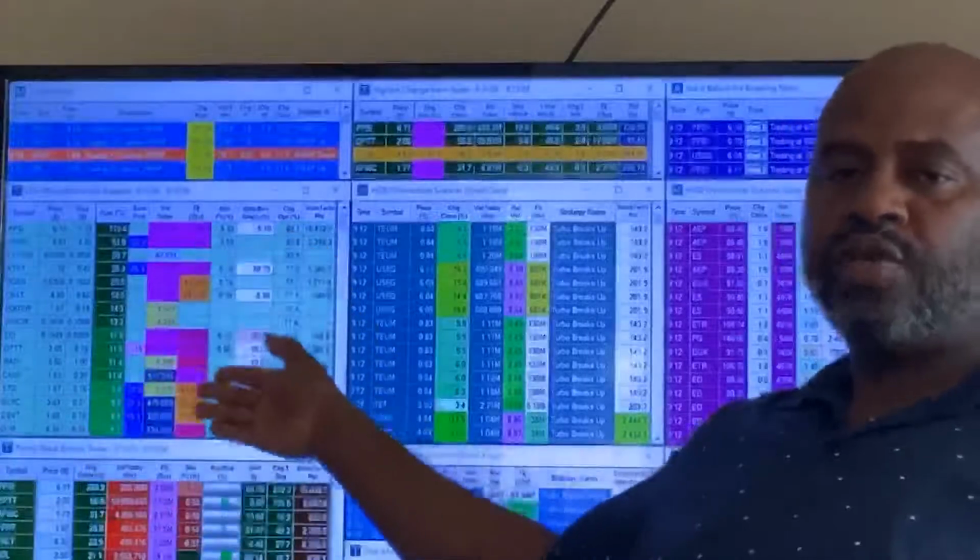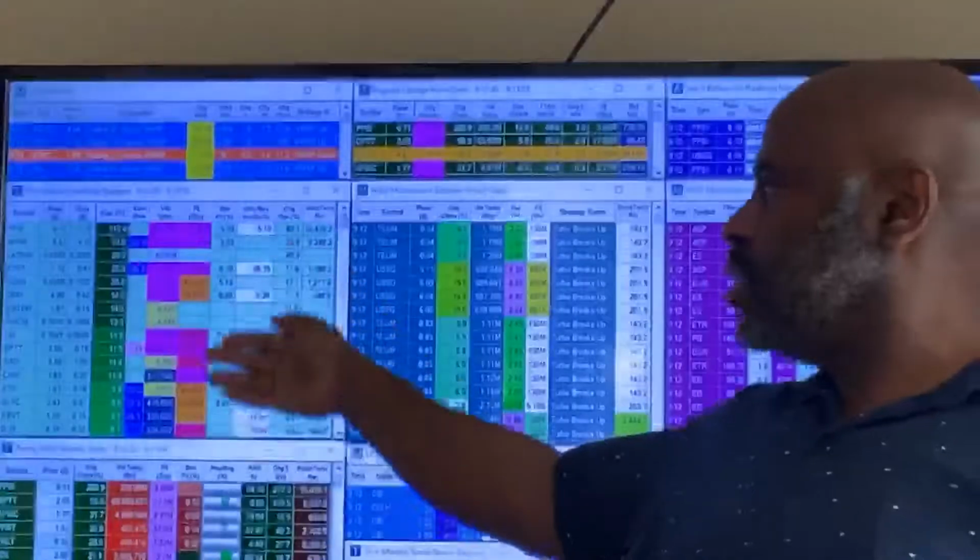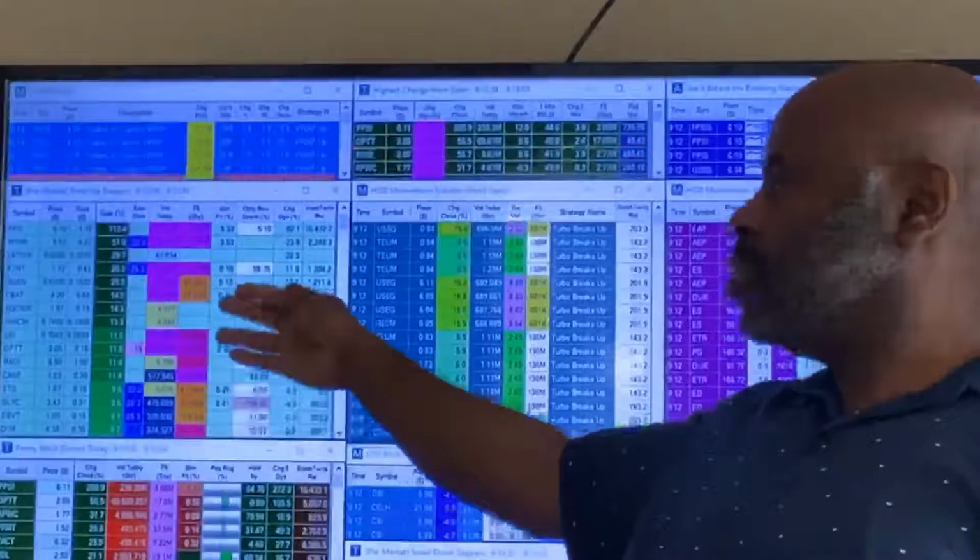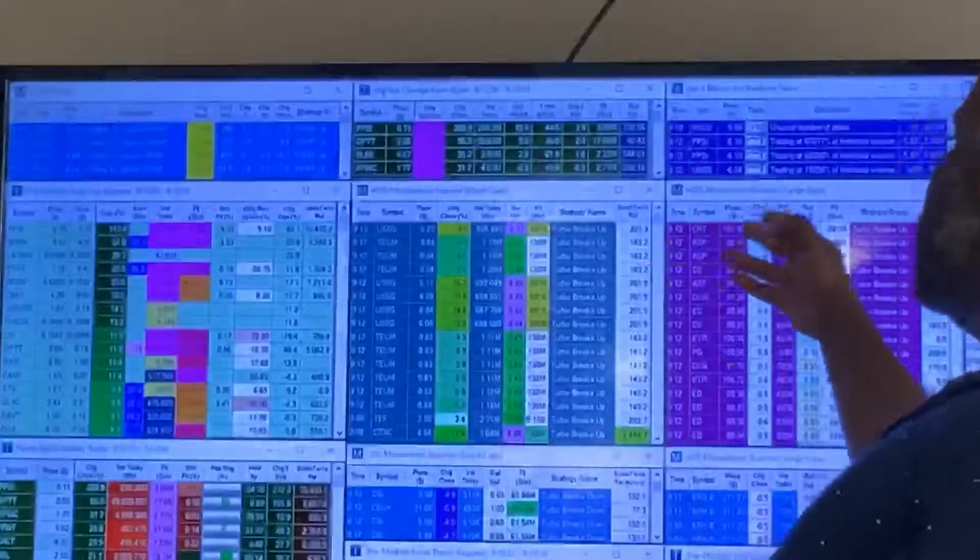But this here is day trading. This is focused on the technical analysis, what is moving the charts right now, or what's moving a particular stock right now, and the reason behind that.